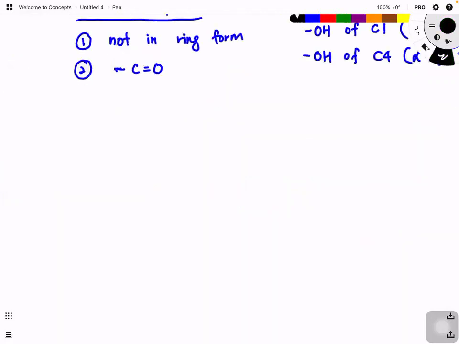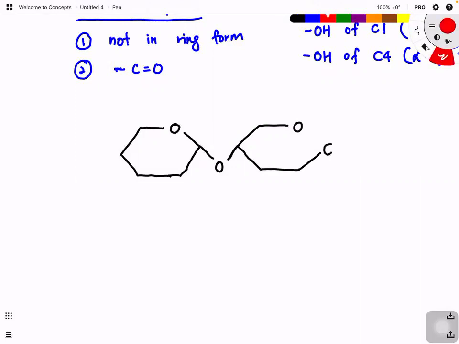You will see something like this. This is the first alpha glucose, joined with the second alpha glucose. But for the second alpha glucose, you can see what will happen here. This is carbon number 1, right? This is carbon number 2, carbon number 3, carbon number 4, carbon number 5, and carbon number 6 is outside of the ring.